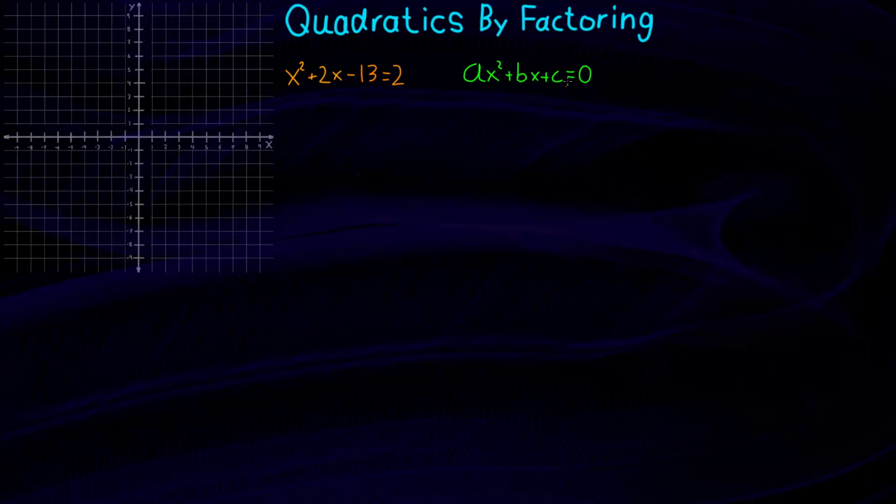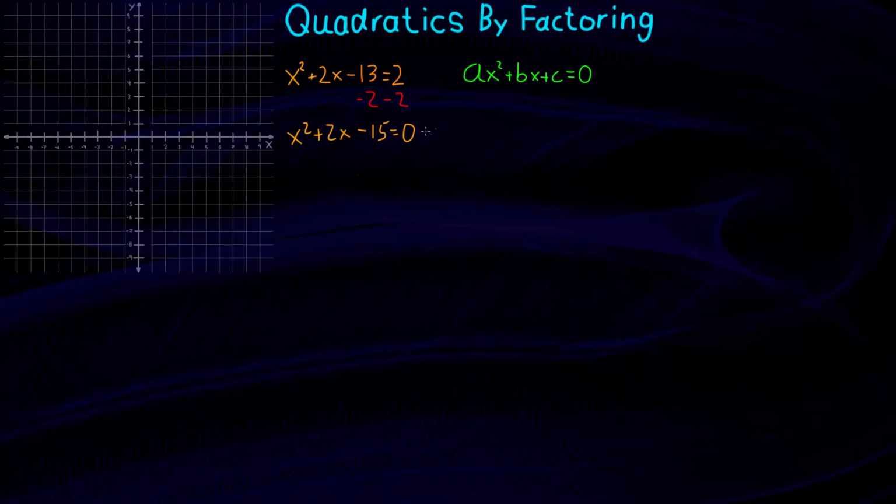We need to get this to standard form, so we need the right side to be 0. What we're going to do is take away 2 from both sides, and what are we going to be left with here? We still have x squared plus 2x, and then we have minus 13 minus 2, that's minus 15. That is going to be set to 0. And now we're ready to start factoring. Remember that it needs to be in standard form right here where the right side is 0. So let's start factoring this.